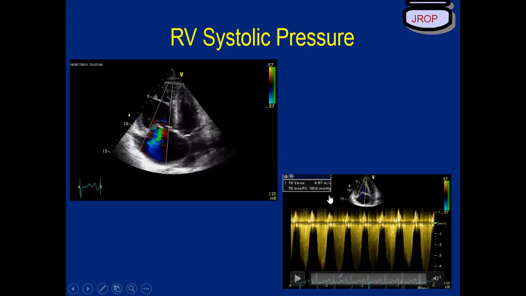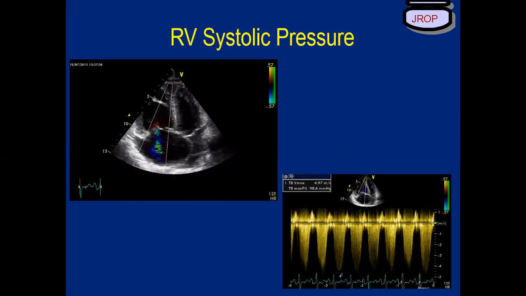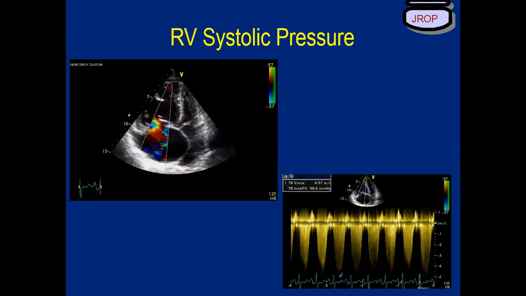From peak, we have to calculate mean pulmonary artery pressure. So for calculation purposes, let's take 100. 100 into 0.6, add 2.1. 100 into 0.6 will be 60. Adding 2.1 is 62.1. Any pressure which is less than 25 millimeters of mercury is considered normal. 25 to 35 is mild. 35 to 45 is moderate. More than 45 is severe pulmonary artery hypertension.